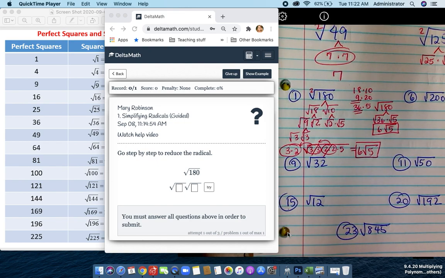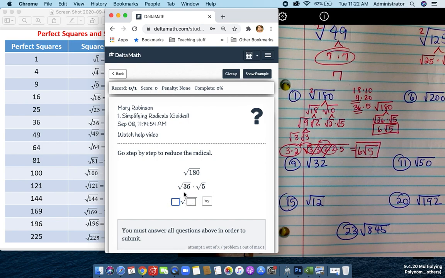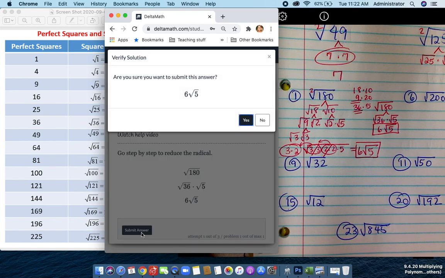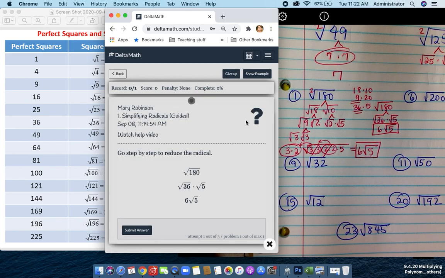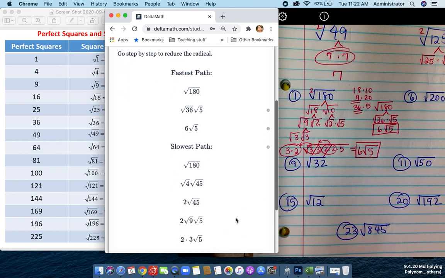Before skipping down to number 6, let me go over here. I apologize. We broke this down into the perfect square factor, the square root of 36 times the square root of 5. So we click try and then break this down. The square root of 36 will go here on the outside, and what cannot be broken down any further into factors that are perfect squares is right here. So 6 square roots of 5. And then we submit our answer, and it tells us yes. So this is the fastest path, okay? This is a fast path.